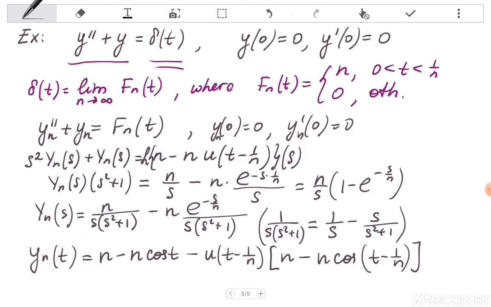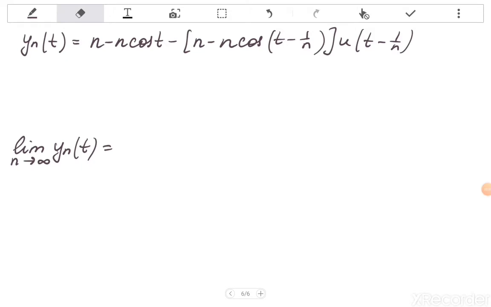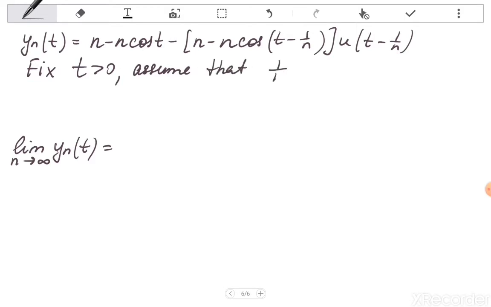Okay, let's now try to find the limit of the solutions yn. First of all, let me notice that if we fix some positive t, and since we consider the limit as n approaches infinity, n can be considered a very large number, so we can assume that 1 over n is quite a small number, and so at least less than the value of t.